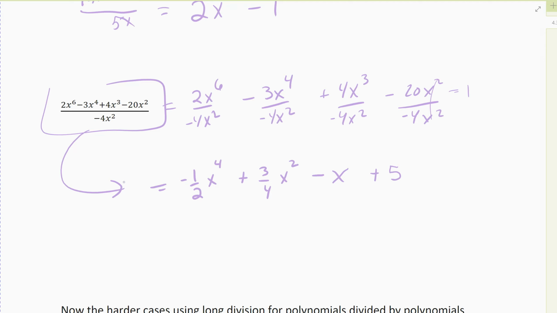The next, we're going to get into the more complicated, harder cases, the division of more complex polynomials. We'll start with the long division case. That's the next video.